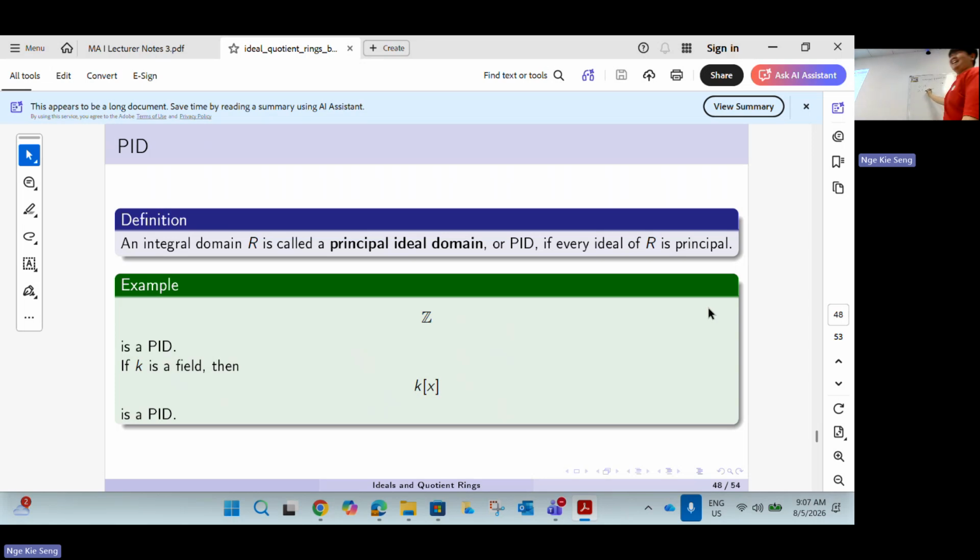Okay, example. The element you can write like 3 times some number k. And every ideal generated by the element you can write something like this. If these two elements are coprime, then this is Z itself. So every ideal in Z is a principal ideal.